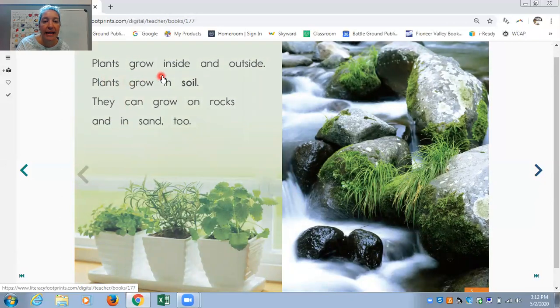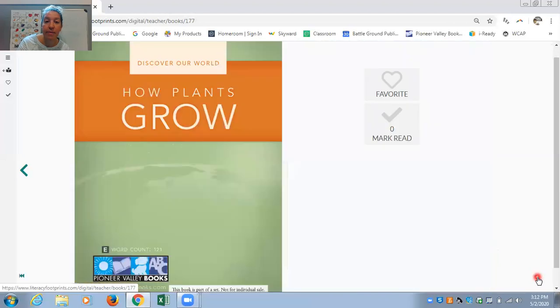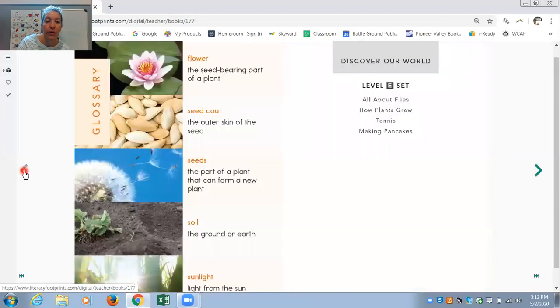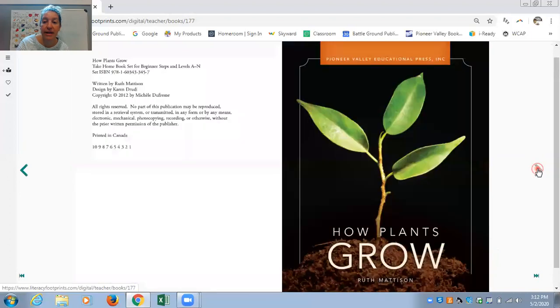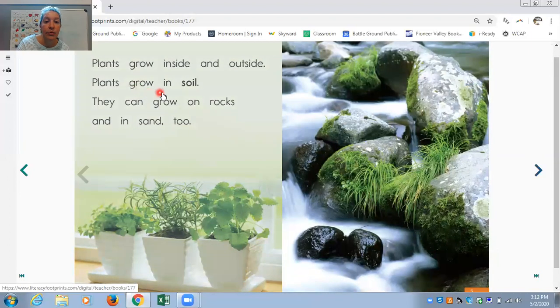Plants grow inside and outside. Plants grow in soil. And look, I can see that word is bold print. That tells my reading brain that that word is important. If I remember correctly, I can flip back, and I remember that that word soil was in my glossary. Soil is the ground or earth. When I flip back to there, that helps me better understand my text because it says plants grow in soil. So that means that they grow in the ground or the earth. And there's our word from today.